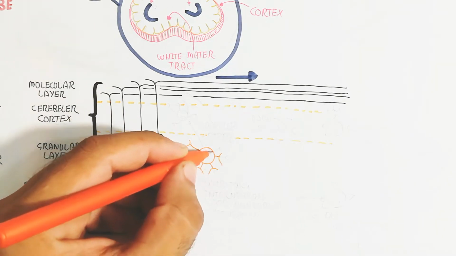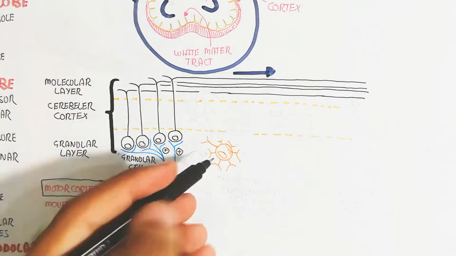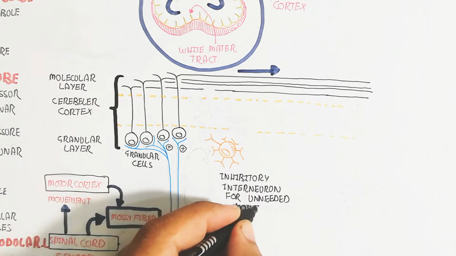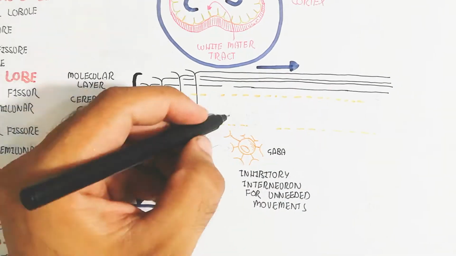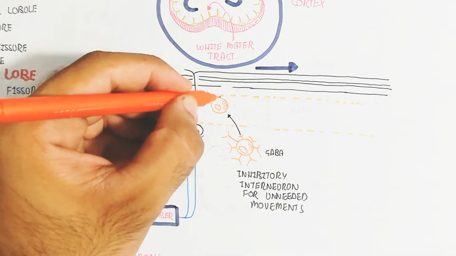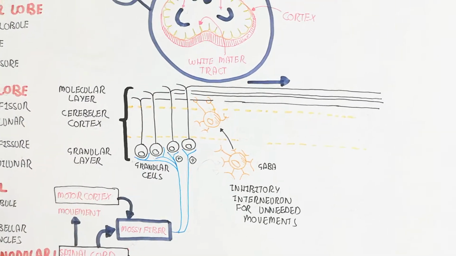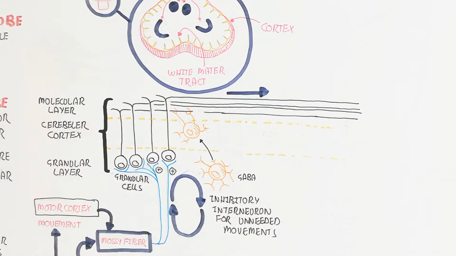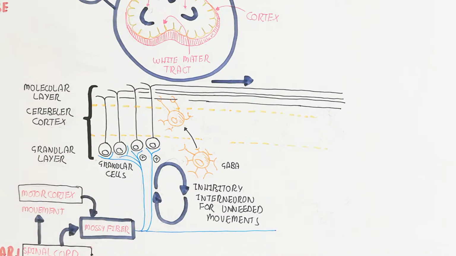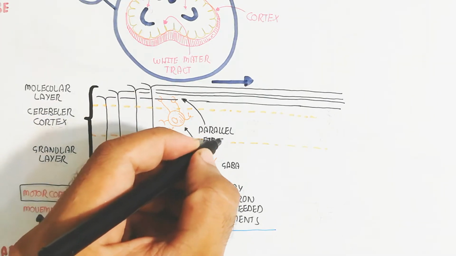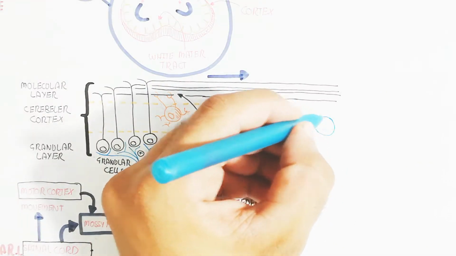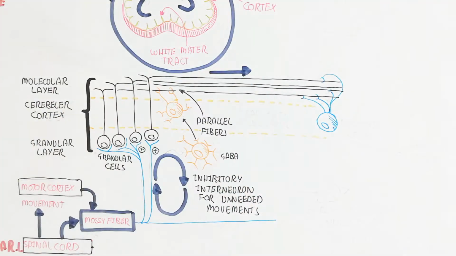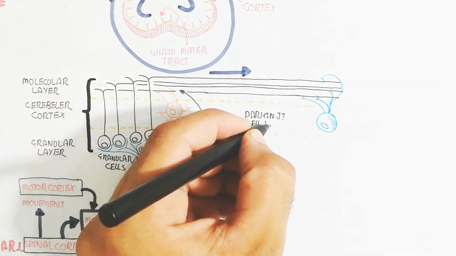After the granular cell fires, if movement is required, the inhibitory neuron will not work. This is the interneuron for unneeded movement. In this way GABA is used for the inhibition of movement for smooth coordination. So the inhibitory neuron will inhibit the parallel fiber from firing due to the GABA. If there is no inhibition, it will work smoothly. You can see this cycle occurs, and the inhibitory neuron can be inhibited through another neuron, but in this case the inhibitory neuron will not inhibit, so it means the movement will stop.